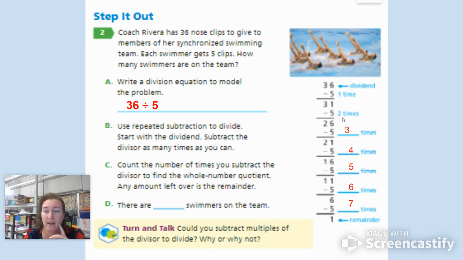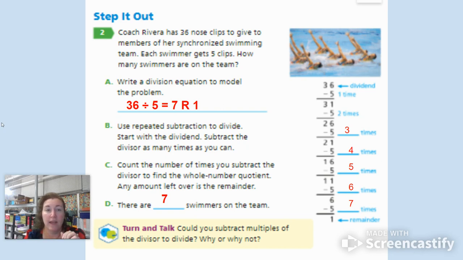I put that in. They did the subtraction for us in this problem, but we subtracted 5 7 times, and we still had 1 left over. That's going to be the remainder. So the answer to 36 divided by 5 is going to be 7 remainder 1, because we took 7 5s away with 1 left over. But when you answer this word problem, you have to pay attention. It's asking how many swimmers are on a team. You can't have 7 remainder 1 swimmers. There must just be 7 swimmers.